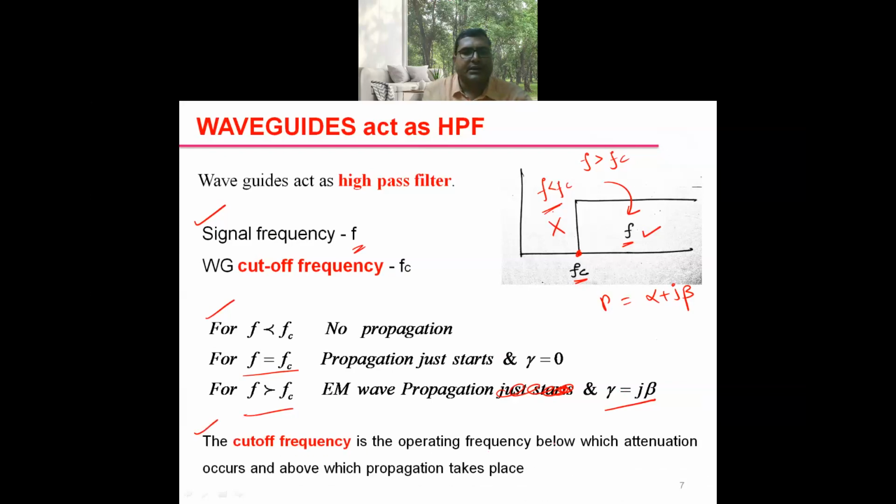The cutoff frequency is the operating frequency below which attenuation occurs and above which propagation takes place. For a signal frequency above the cutoff frequency, propagation takes place, and in this region the propagation constant gamma is equal to j beta. If the cutoff frequency is greater than the signal frequency, this is a region where the propagation constant gamma is equal to only alpha. The reason is the electromagnetic wave will be attenuated by the property of the waveguide.